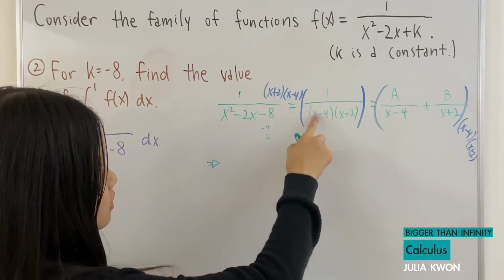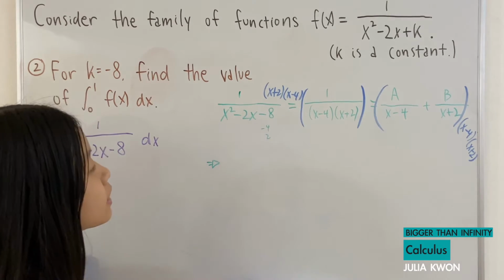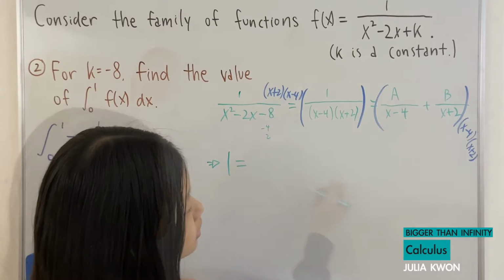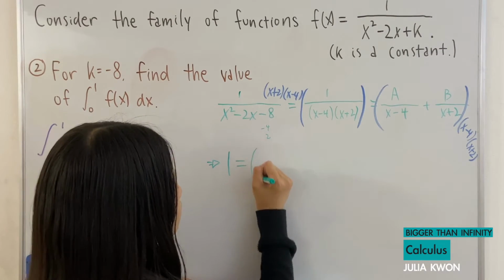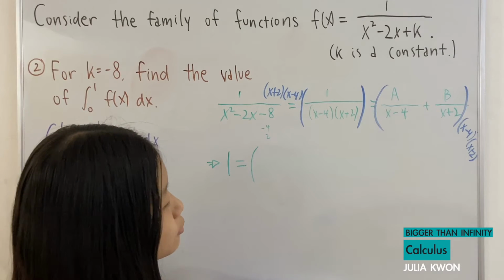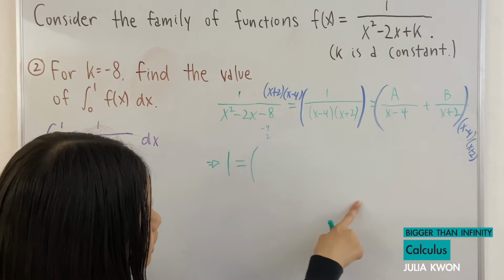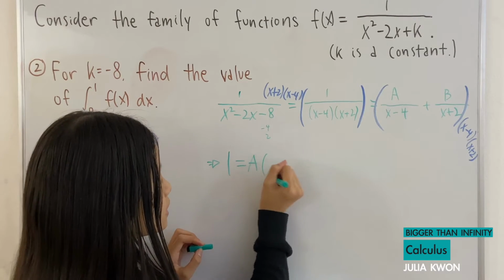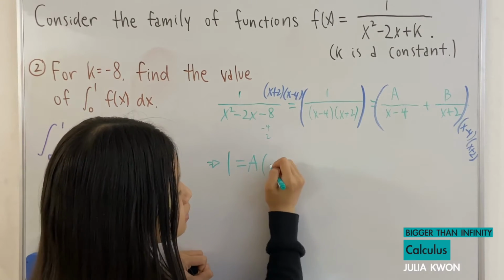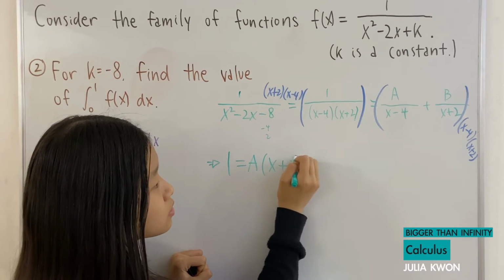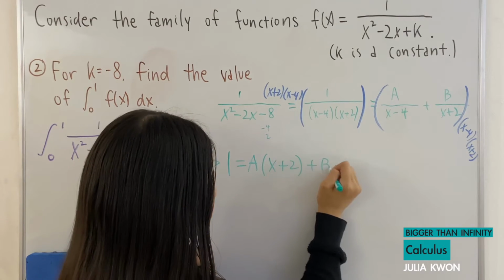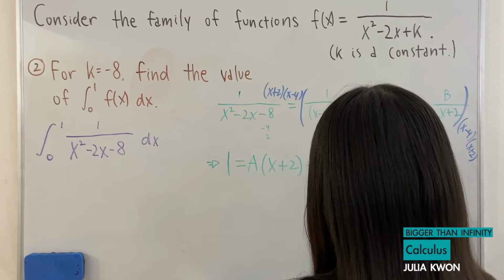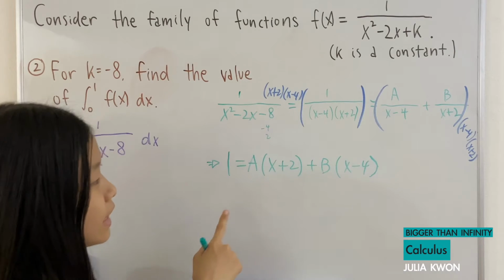If we multiply this by x plus 2 and x minus 4, we just have 1. And that is equal to, we don't want to factor it, we just want to expand it normally, a times (x plus 2), plus b times (x minus 4). And now we're going to try to find the values of a and b.